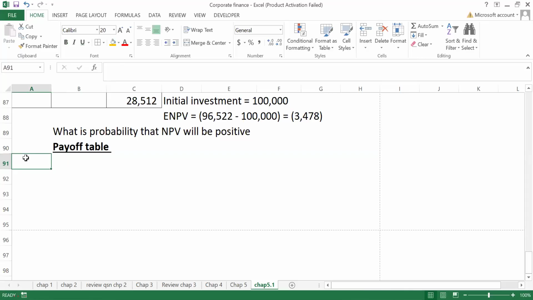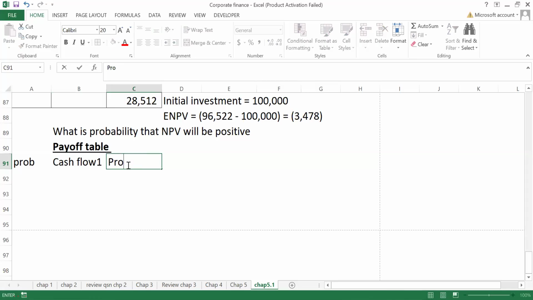If you go for the payoff table, we have the probability, we have the cash flows in year 1, probability, year 2 cash flows, year 2. Then I have the joint probability.